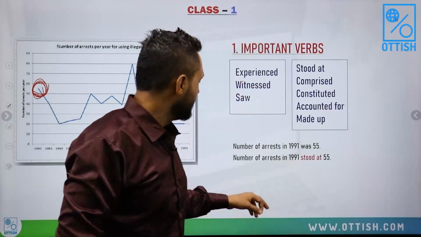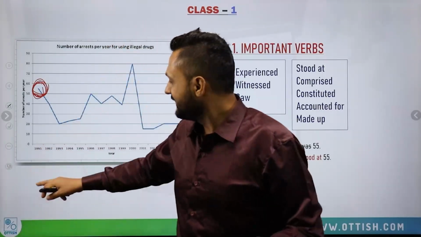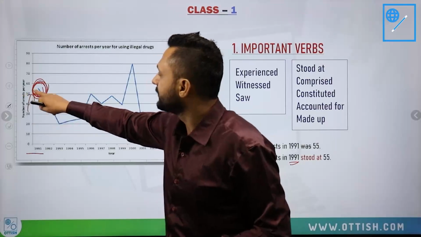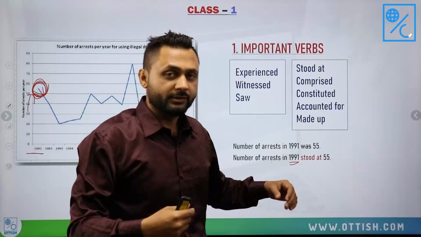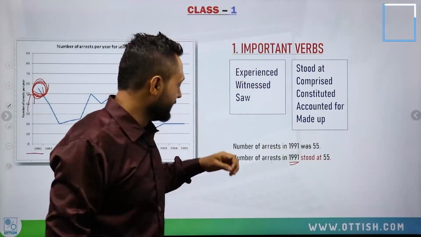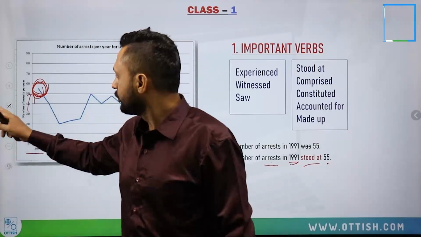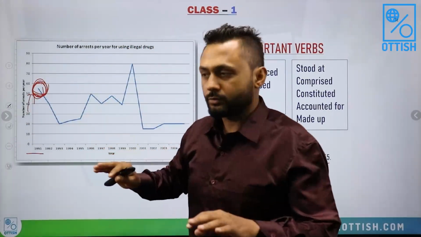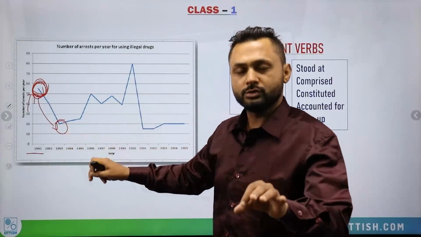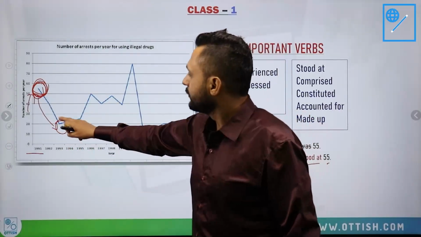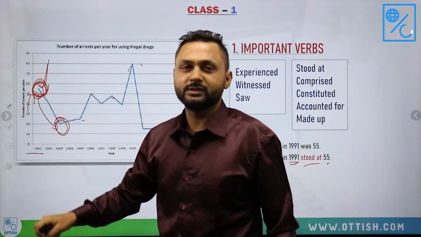Stood at can be used when you are writing about the initial data. So let's see here, number of arrests in 1991. 1991 is the initial data. Data begins from 1991. This is the initial data, the beginning data. Number of arrests in 1991 stood at 55. Now you cannot write it decreased and stood at 20. You cannot use the word stood at to write about any other data. You can only use it here just to mention the initial data.